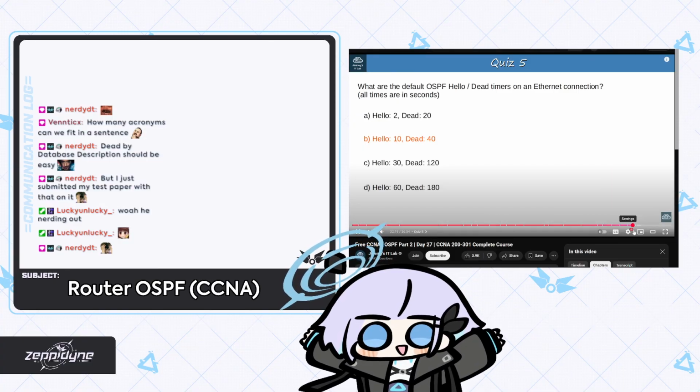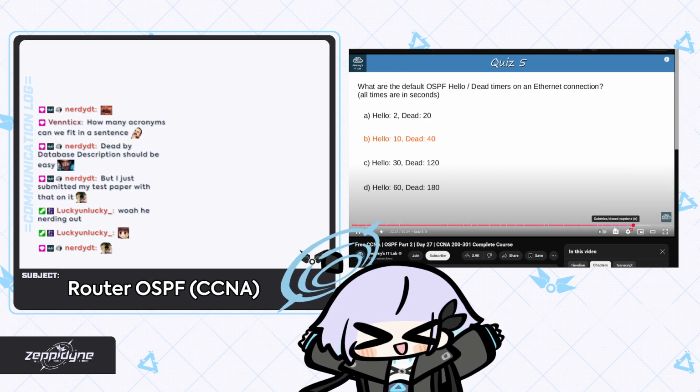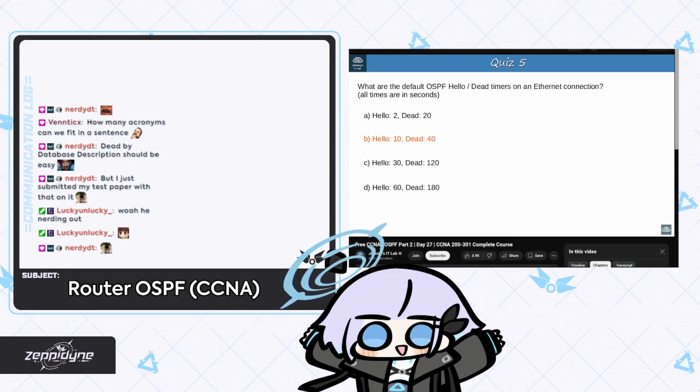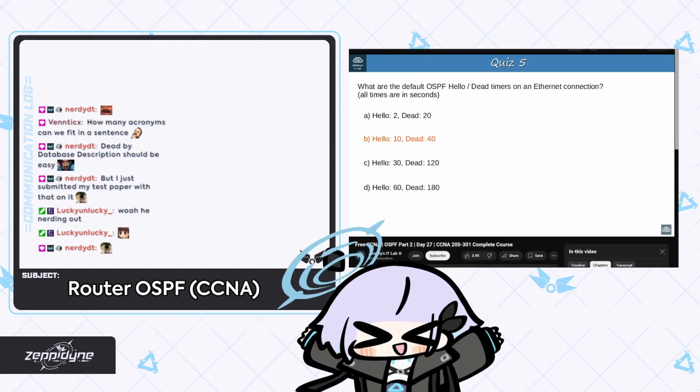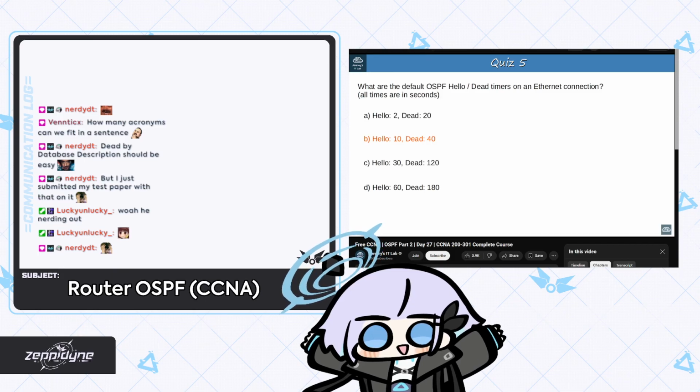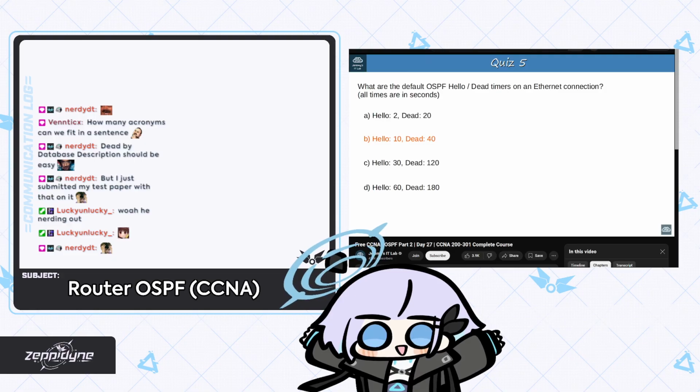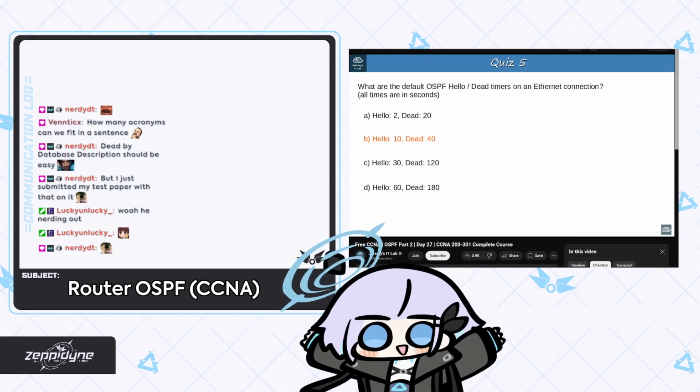Now, I haven't mentioned this in this video, but for some other kinds of connections, the default OSPF timers are actually 30 and 120, as in option C. However, for Ethernet connections, the defaults are 10 and 40. Maybe for serial ports? I'll talk about some other kinds of connections in day 28. Okay, that's all for the quiz.